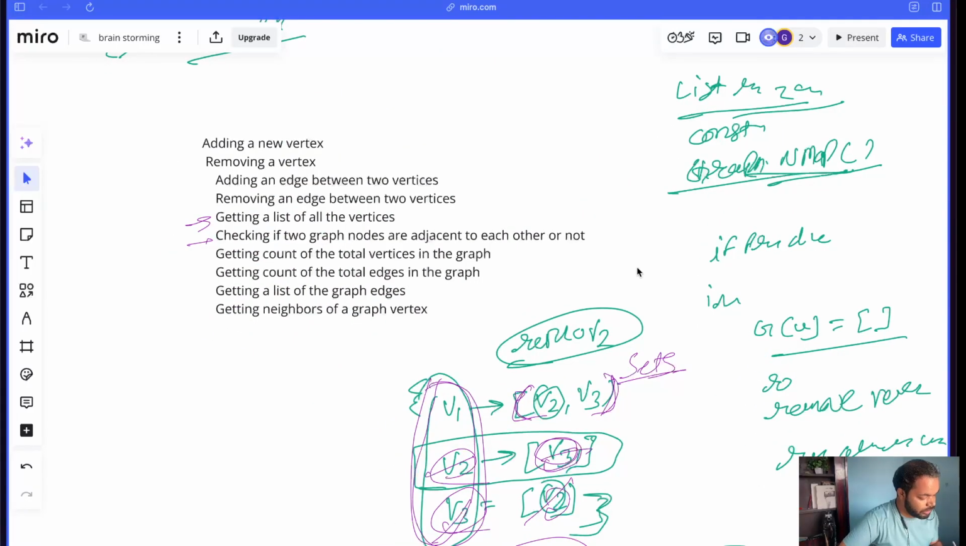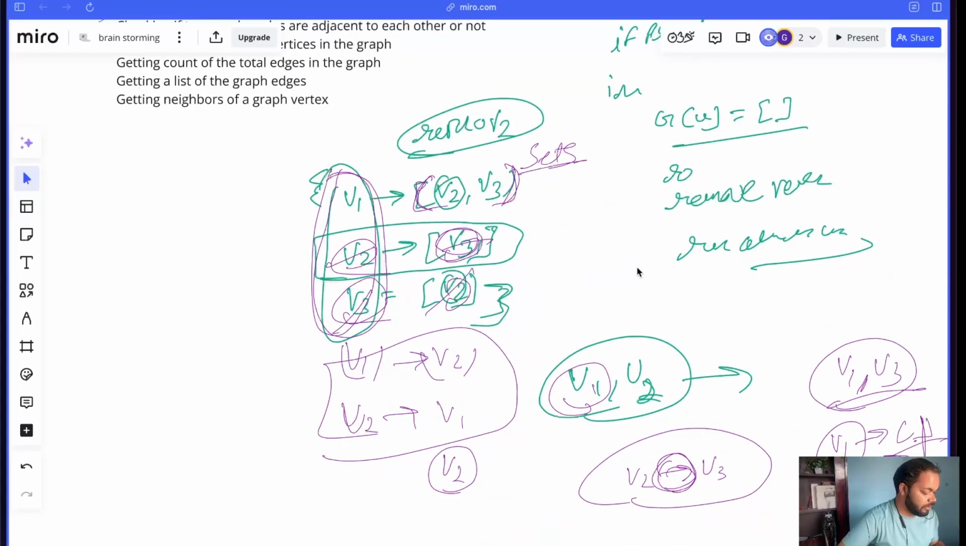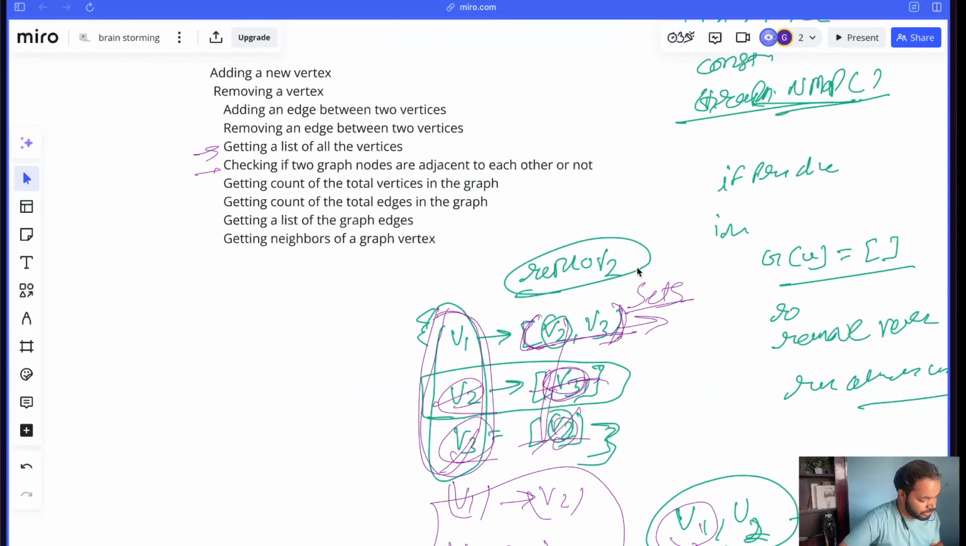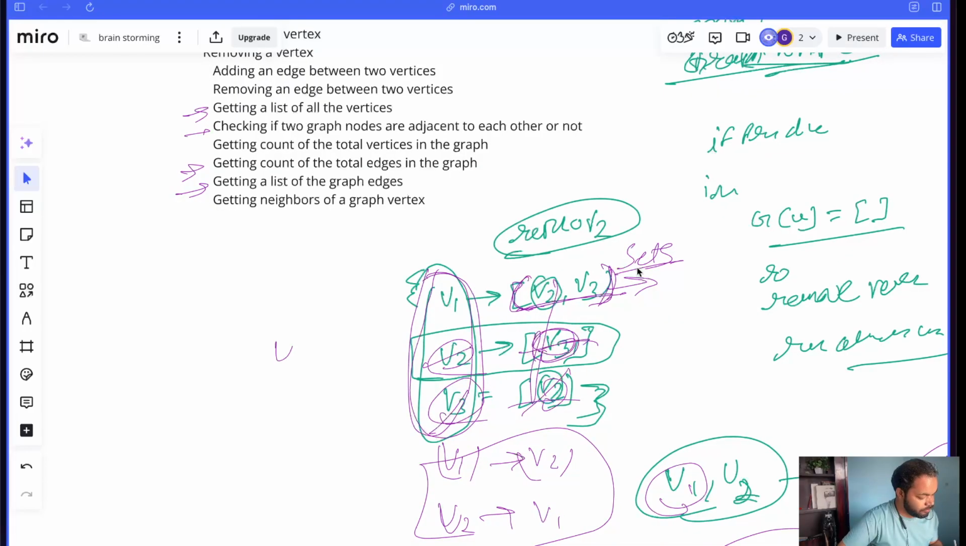Getting the count of total edges in the graph. Total edges in the graph. Okay, that will be the count of the number of all of these, that will make an edge. Getting a list of graph edges. Okay, it will create v1 to v2. Okay, we can do that. Getting neighbors of the graph. It just prints these.